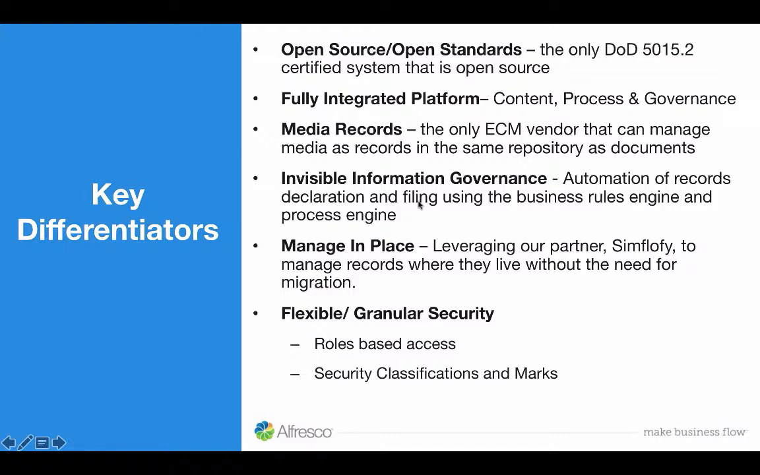Also providing invisible information governance. So as you saw today in our example, we can automate the declaration and the filing using our business rules engine and process engine as well. And then manage in place, leveraging our partner Simflofy to manage records where they live without the need for migration. We also can provide very flexible and granular security using our role-based access and security classifications and marks.